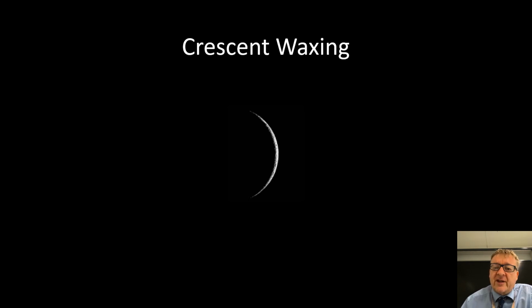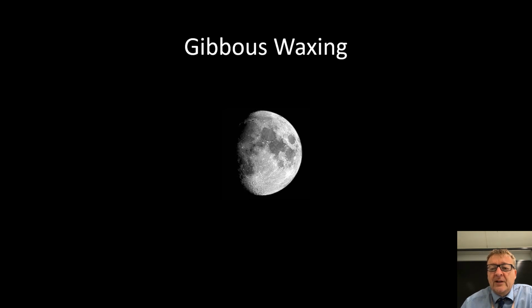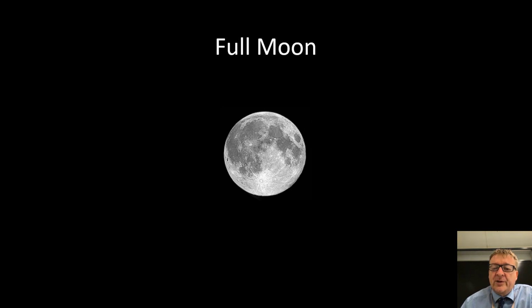Then it goes to a crescent waxing. Crescent is the shape. Waxing means it's getting bigger. Crescent waxing, again and again. Then it goes to half moon waxing. Half moon is where we can see half the moon. Then it goes to gibbous, where the visibility of the moon is getting bigger. So gibbous waxing, again and again, then full moon.